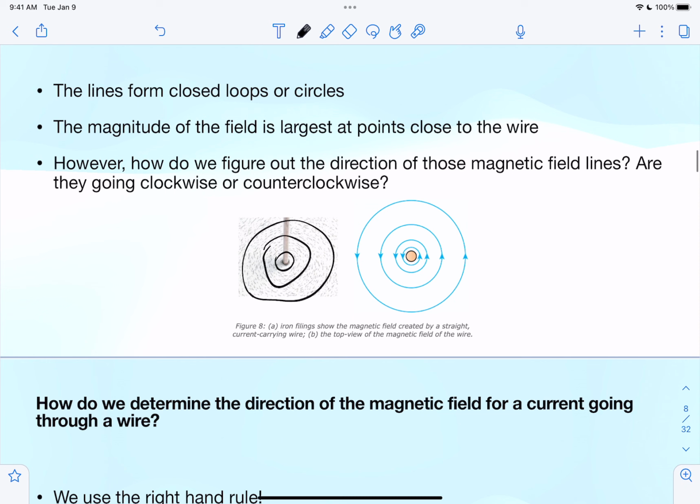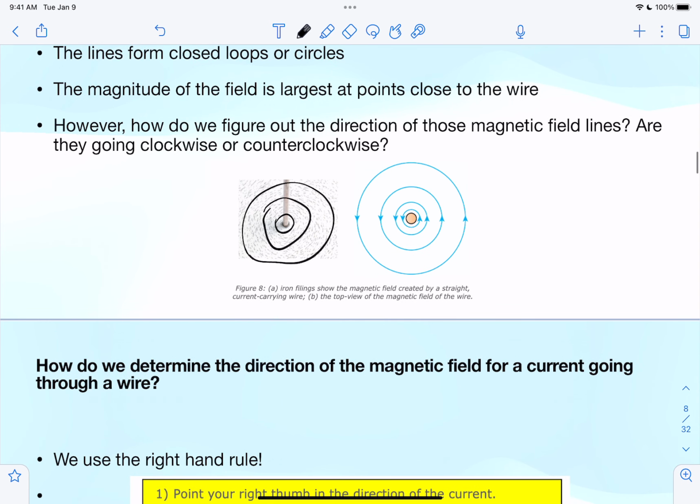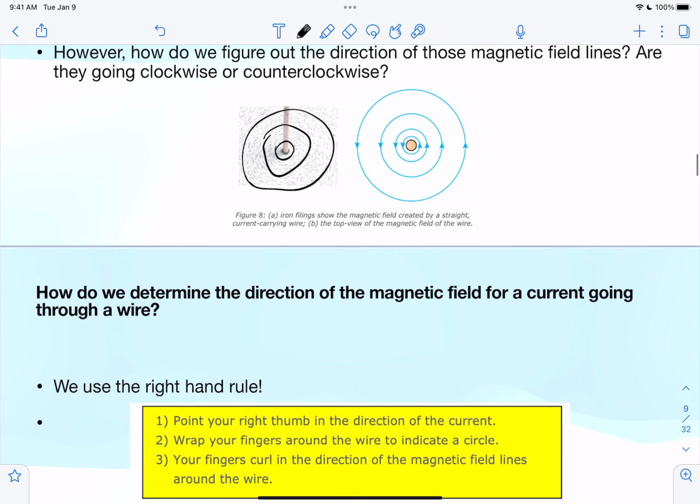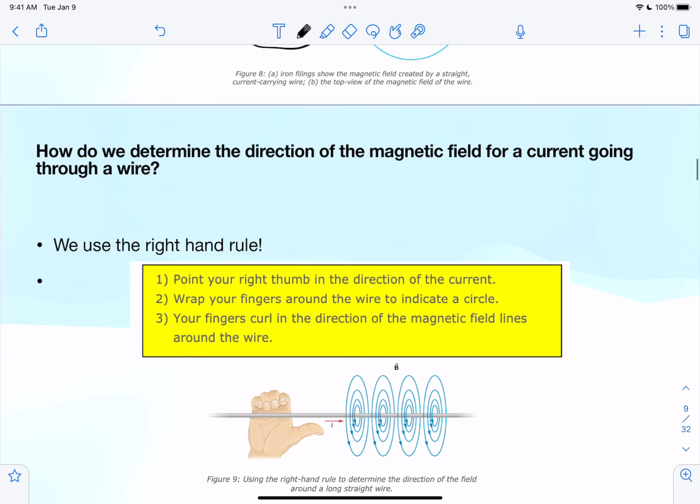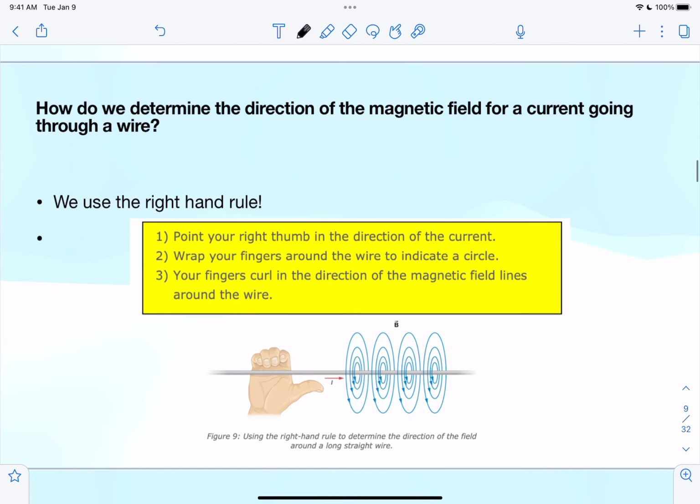Well, there is that rule that I was mentioning earlier, probably the most important rule that you have to understand for this chapter and for the coming chapter as well, and that's the direction of the magnetic field. It is determined by the right-hand rule, right? So the direction of the magnetic field for a current going through a wire is determined by the right-hand rule.